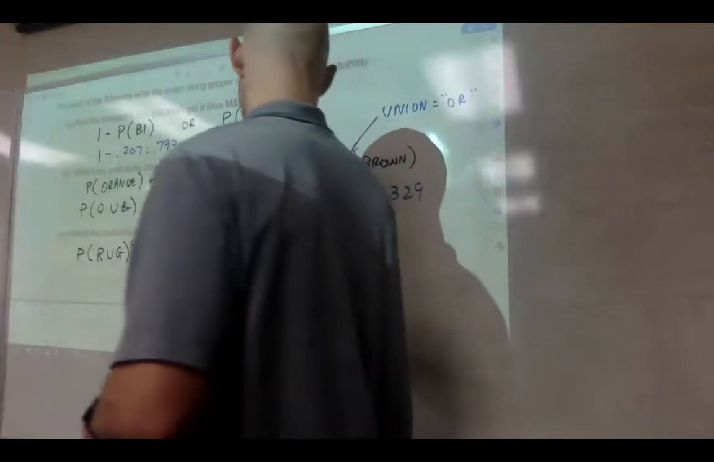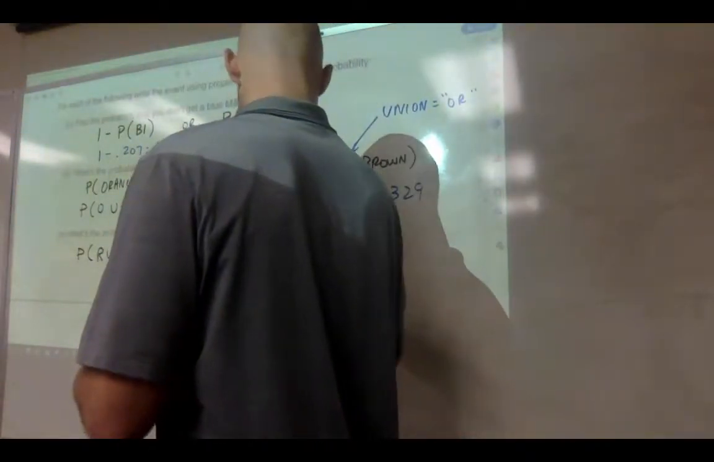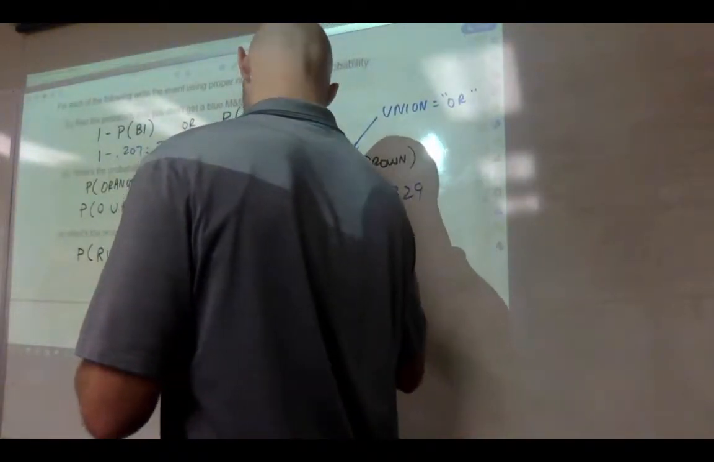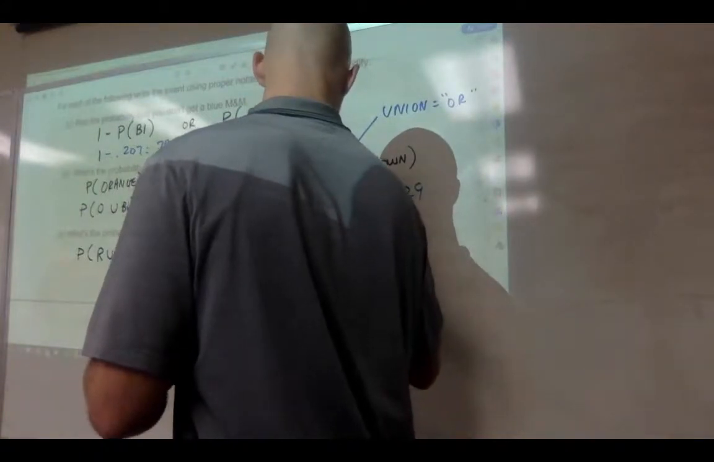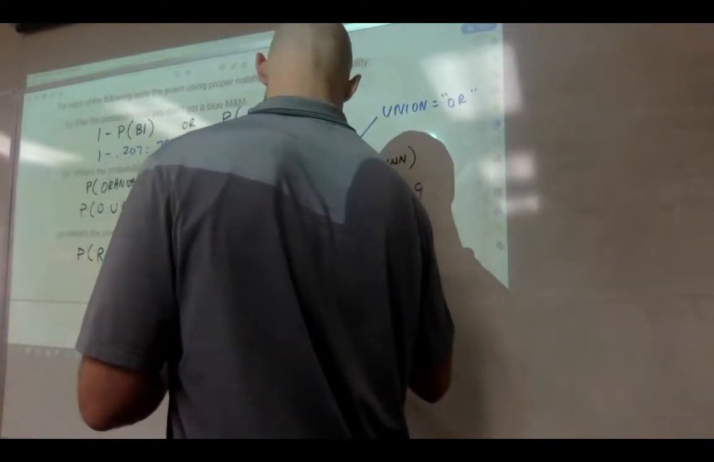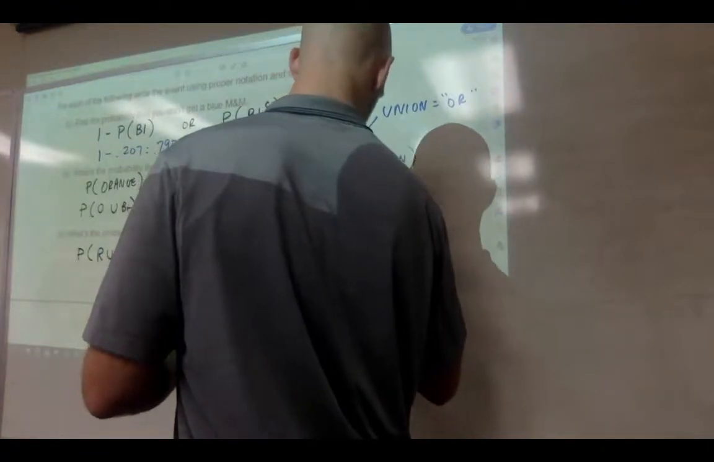So you'd have 1 minus 0.131 minus 0.198 is equal to 0.671.